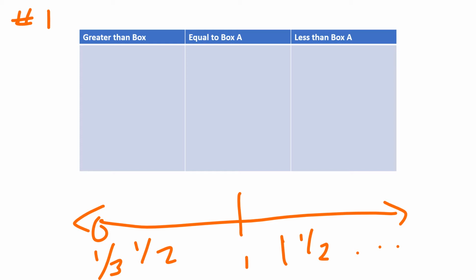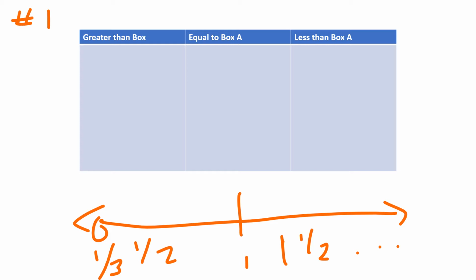The first problem talks about boxes. Box A in comparison to all of the other boxes. So you have box B, which is 2/8 the size. Box C, which is 1 2/5 the size. I believe that is. But what you want to think about is looking on this number line below, right here.